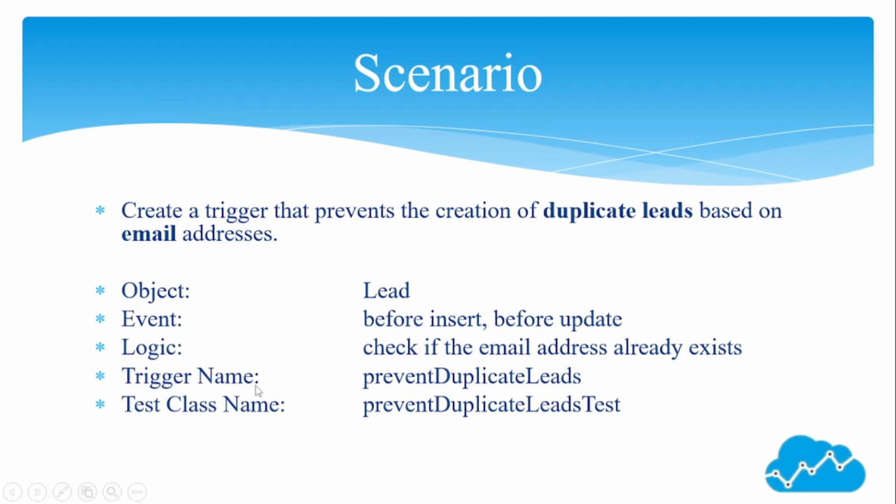Next we have to write the trigger name. Here we are taking the trigger name like PreventDuplicateLeads, so it should be relevant to the problem statement. Next, as a best practice, we have to write the test class as well. Here we are taking the test class name PreventDuplicateLeadsTest. So let's do this.